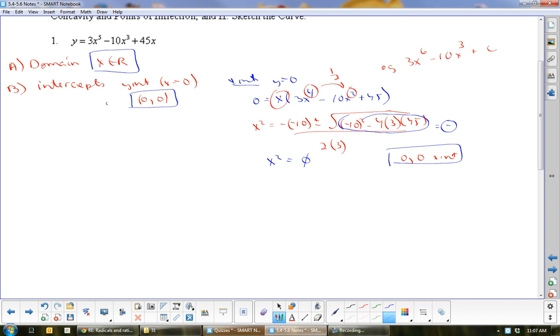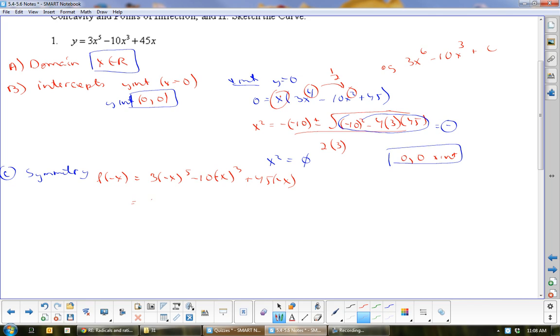Okay, so we got y-intercept, we got x-intercept. Now let's work with symmetry. So C, symmetry. Okay, so we want to put in negative x. You don't have to do it twice, right? Let's see if it's an even function, let's see if it's an odd function. You just put f of negative x in and see if it comes out as an even or not. So this would be 3 times negative x to the 5th minus 10 times negative x to the 3rd plus 45 times negative x.